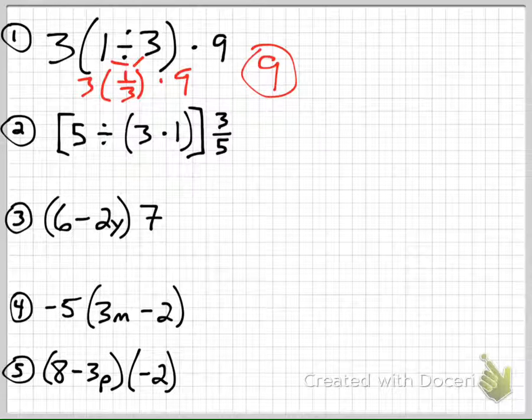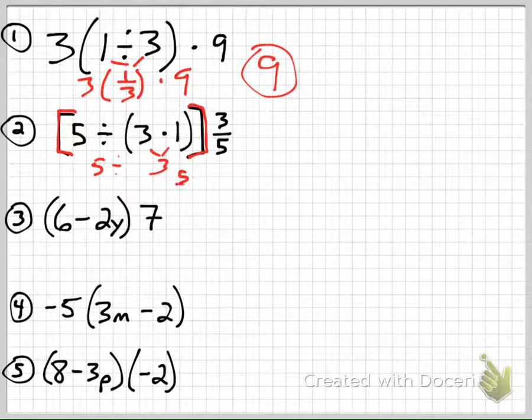Do you see any? Yeah. We do the outside one first. Once we do that, then we look inside of that. It's a brand new problem. Do you see any other parentheses? Yes. 3 times 1 is 3. 5 divided by 3 is 5/3.